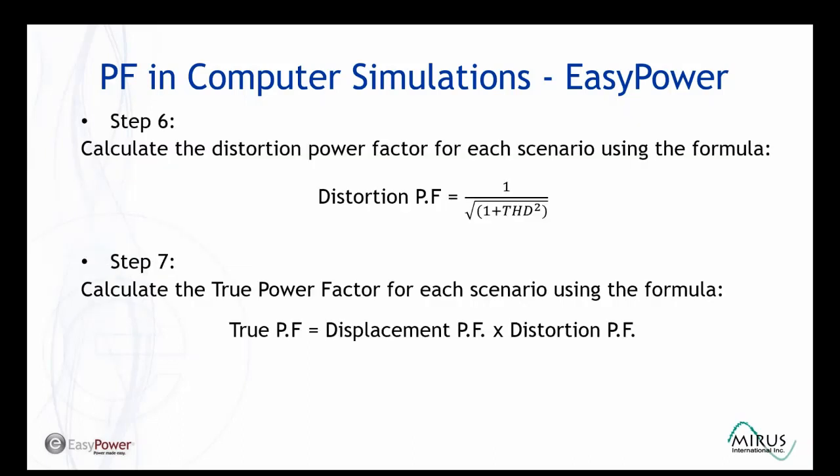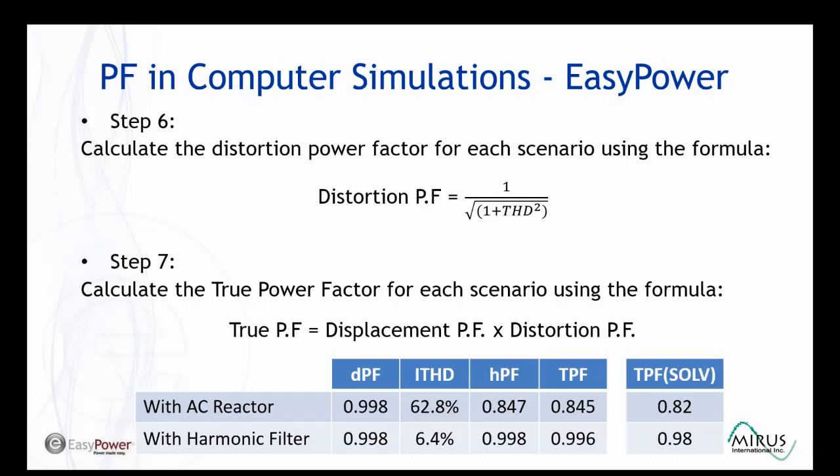With this information, we can then calculate the distortion power factor and true power factor. So distortion power factor, as we introduced earlier, is equal to 1 over the square root of 1 plus the total harmonic current distortion squared. And then once we've determined the distortion power factor, we can multiply the displacement power factor times the distortion power factor to get our true power factor value.